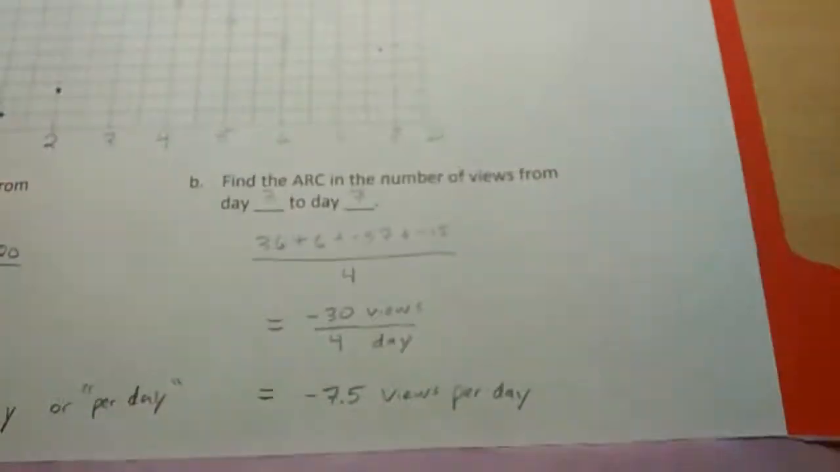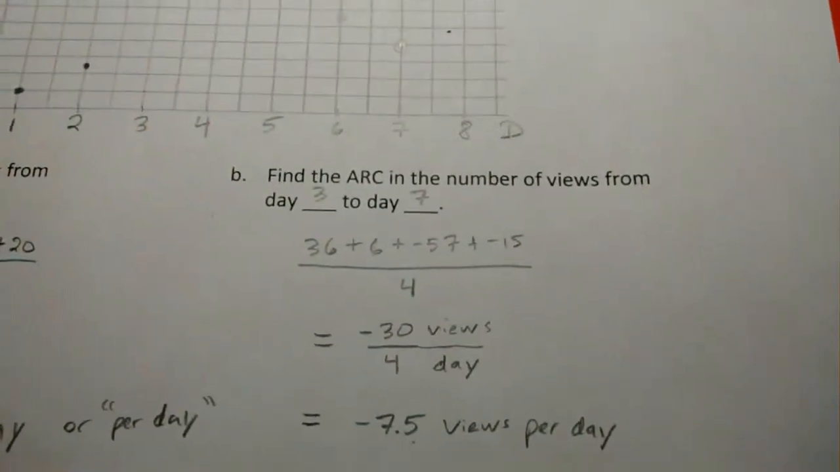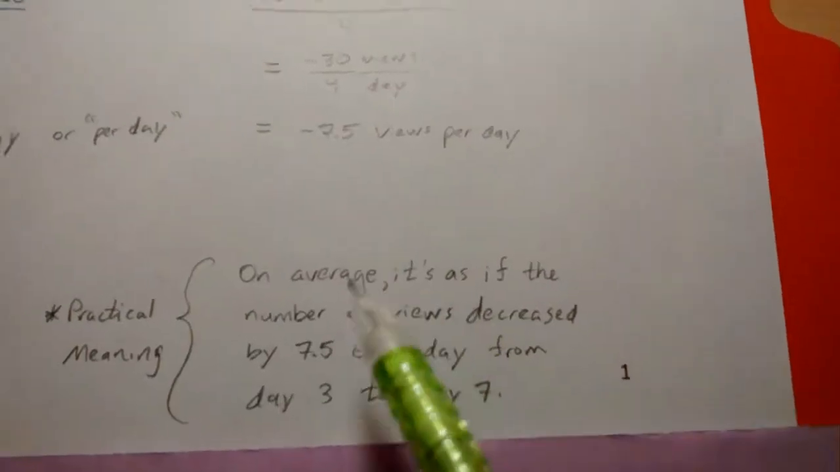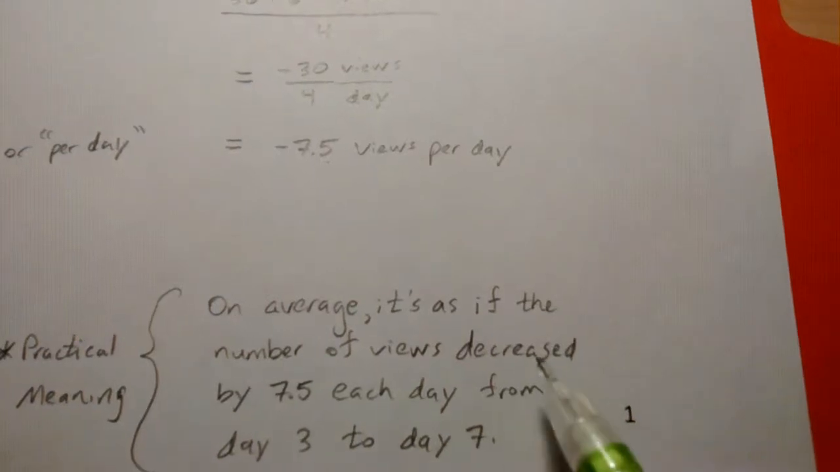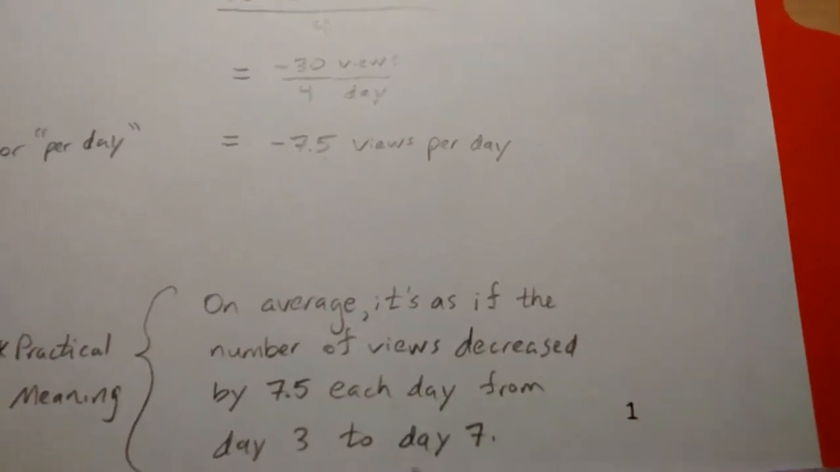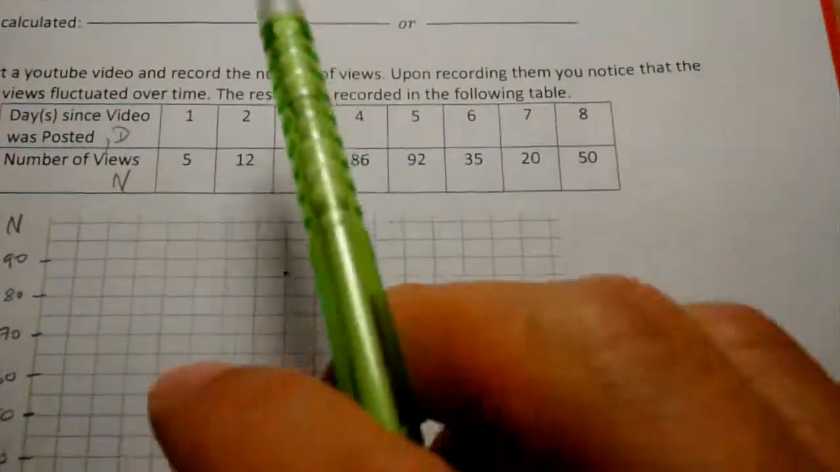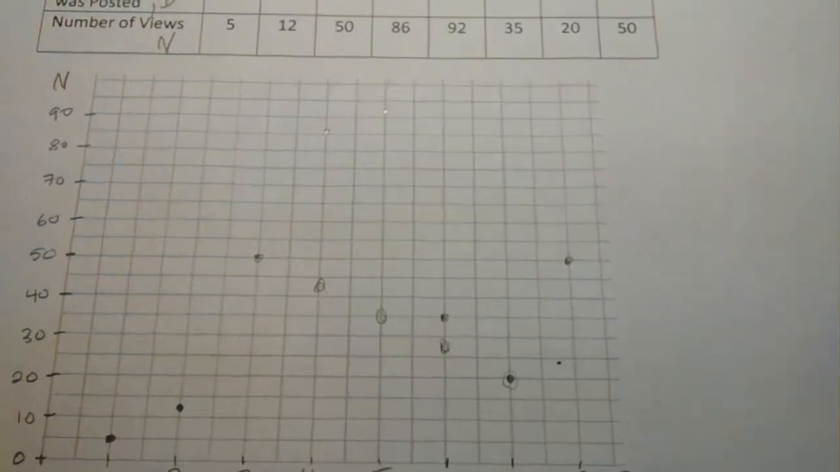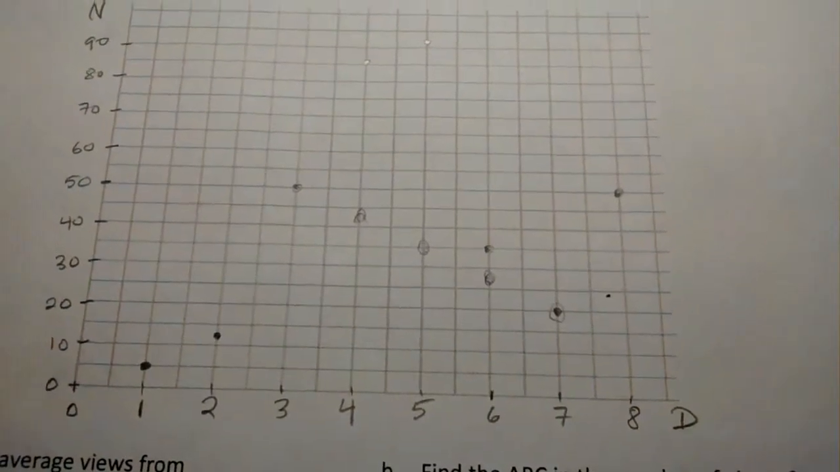So when we ask you for a practical significance or an explanation, here's what we're looking for, this type of sentence. On average, it's as if the number of views decreased by that quantity each day from day 3 to day 7. And if we chose a different time frame, certainly, hopefully you agree, you'd have a different average rate of change. So we're going to do some of those here in the next series of videos.